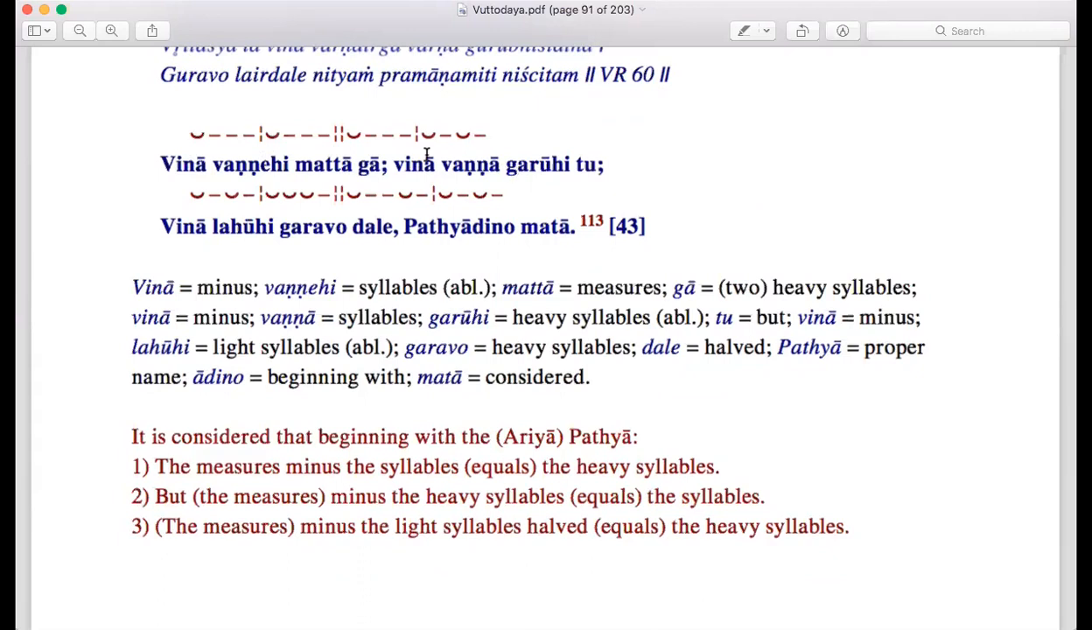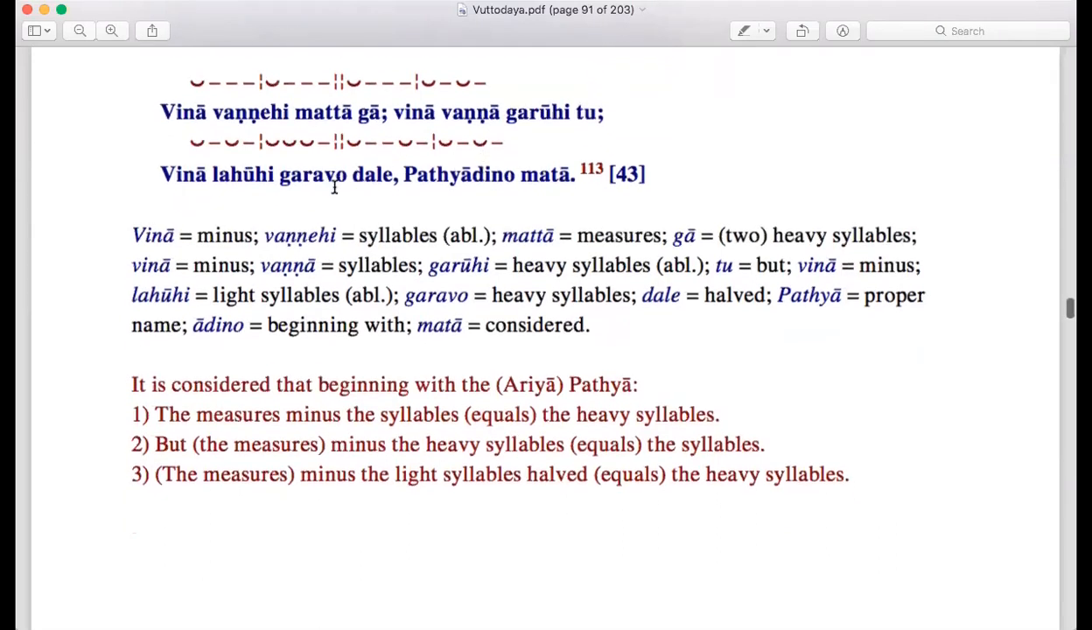Vina vanna garohi. That means this matta should be taken to this line also. Matta measures, matta garohi vina. Matta garohi vina measures minus heavy syllables equals vanna syllables. And then vina lahohi garavo dale.